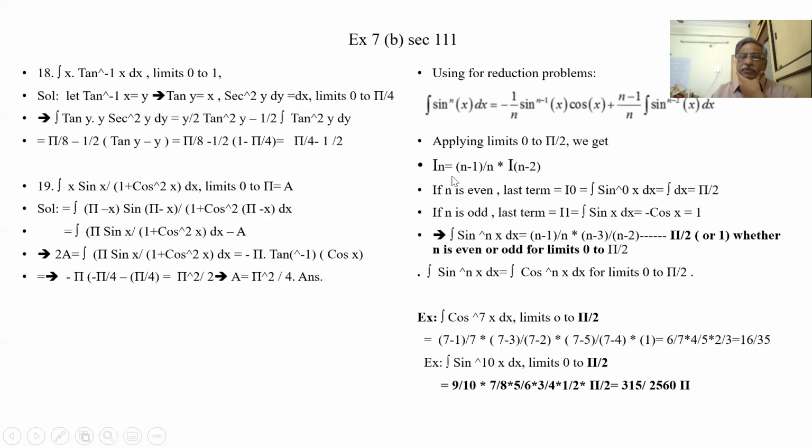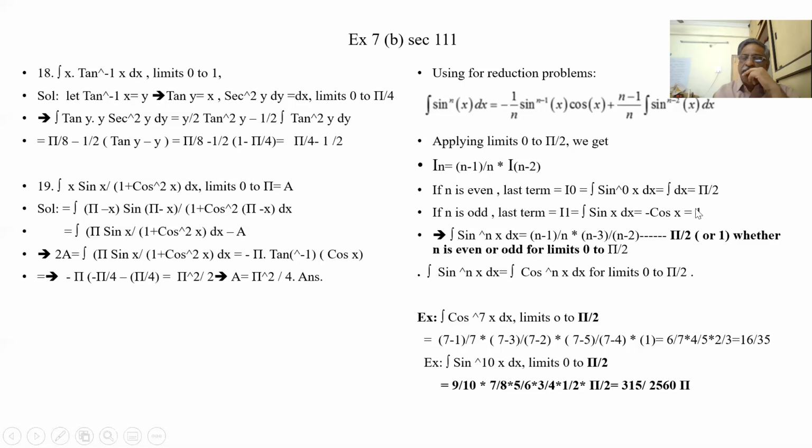So each time when I use n minus 1 by n, then next comes n minus 3 by n minus 2 into I n minus 4. So each time the power is reduced by 2. If it is even, the last power will be 0, so integral dx from 0 to pi by 2 will become pi by 2. If the last term is odd, then since each time the power is reducing by 2, the last integral sin x dx will become cos x, and when I apply limits, it is 1.